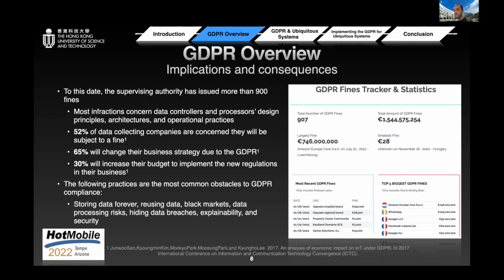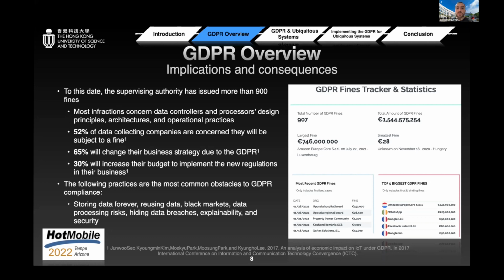And what are the common fines that you can see? I mean, we can have other screenshots in the appendix to show you if you want in the Q&A. But basically, it's storing data forever, reusing of the data, black markets, which basically sell to third parties without informing the users at first. Also, the data processing risk, hidden data breaches, which is also common in big companies, and explainability for the consent notices, for monitoring requests, monitoring data collection practices, and security.